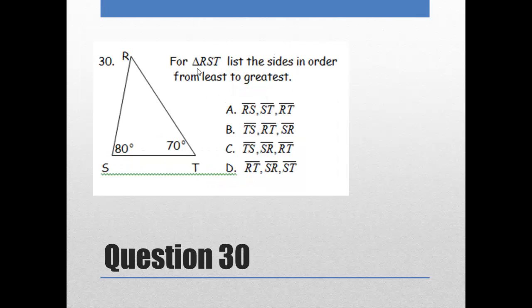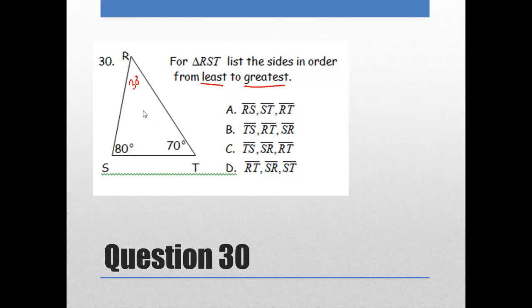Number 30. For RST, list the sides in order from least to greatest. So hopefully you guys remember that the smallest side is always opposite the smallest angle, and the greatest side is always opposite the greatest angle. So first we need to find this missing angle here. So let's subtract from 180. So it'd be 180 minus 80, so 100 minus 70, so it's just 30 degrees.